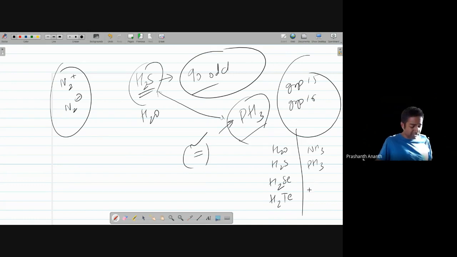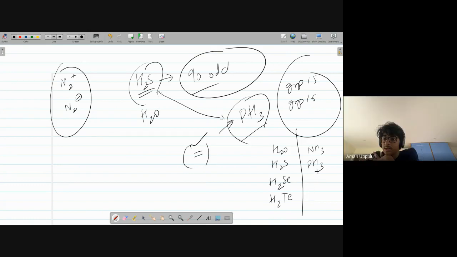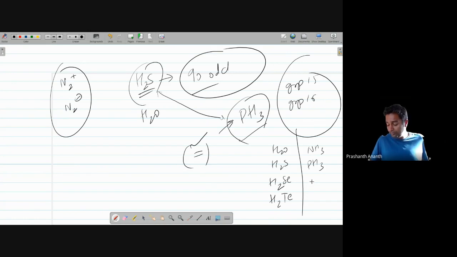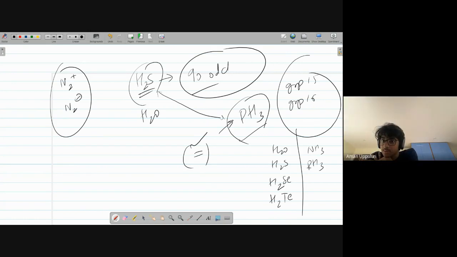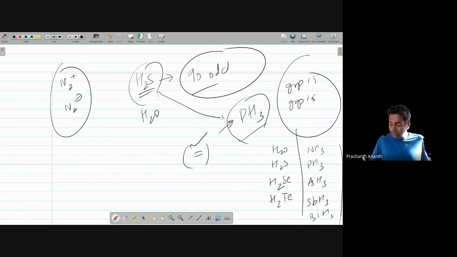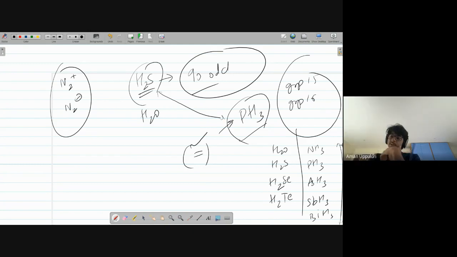You don't need to remember the data like this. What you need is the trend. Work out the trend and remember that. That is necessary. Nitrogen, phosphorus, arsenic, bismuth. So in this group, up to BiH3, try getting out the values. You'll be able to get them right comfortably.